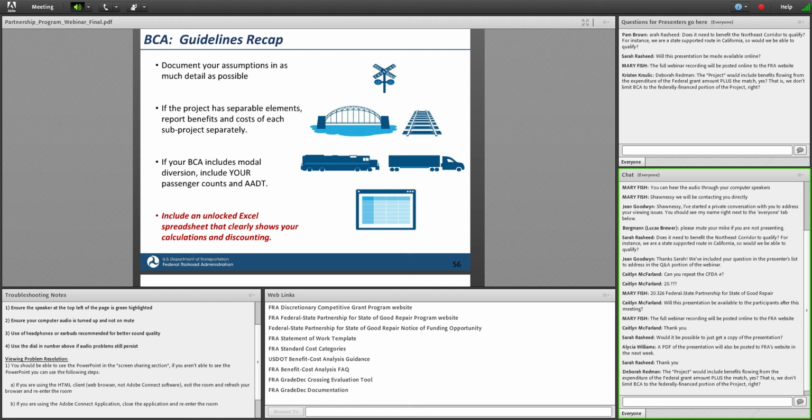Again, it is extremely important to document your assumptions in as much detail as possible. And if you are including modal diversion as a benefit, if you're saying we're taking people off the highway, it's important to include your ridership counts and any applicable traffic counts for the corridors that would be competing service, if that information is available.